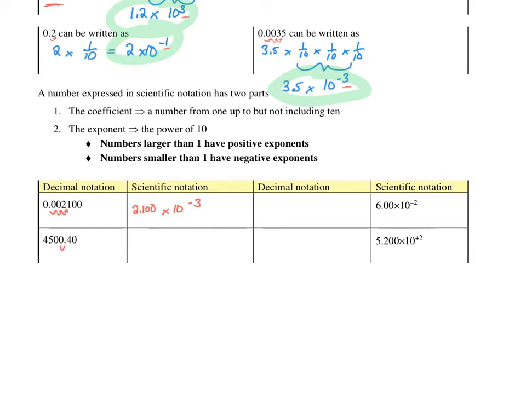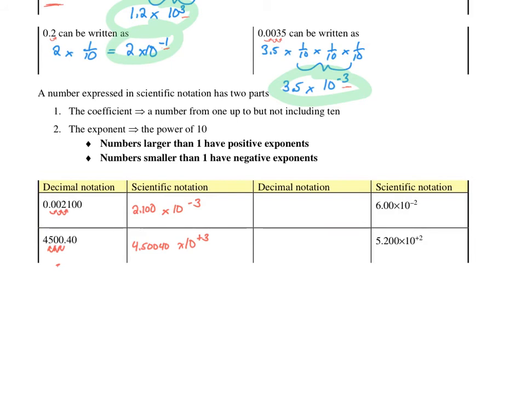Here we have to move the decimal 1, 2, 3 spaces to get to a number between 1 and 10. So we write all of those digits in that coefficient, and then we're going to have a power of 10. The power of 10 here is going to be 3, but it's a positive 3 because this number is greater than 1.